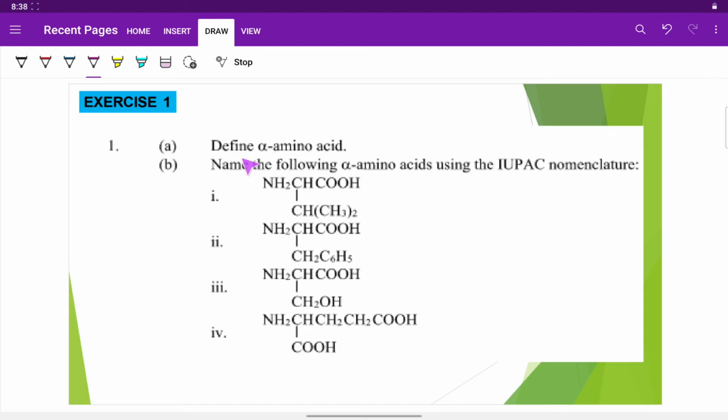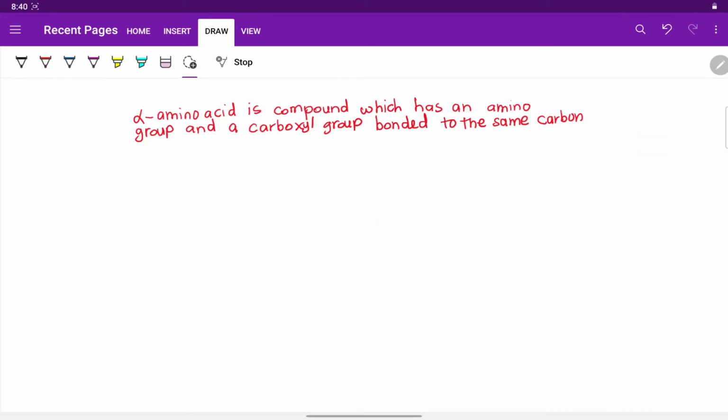Okay, the first one, define alpha amino acid. So, what is alpha amino acid? Okay, so this is the definition of your alpha amino acid. An alpha amino acid is a compound which has an amino group and a carboxyl group bonded to the same carbon.